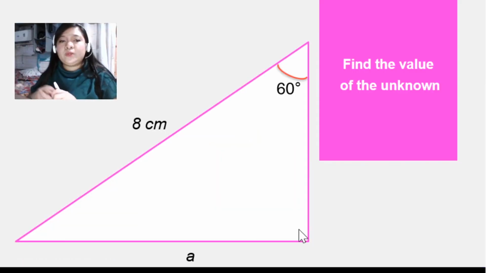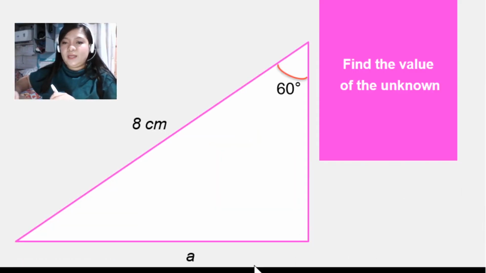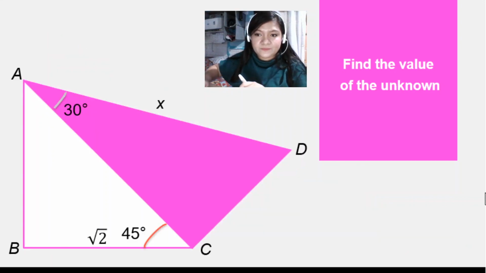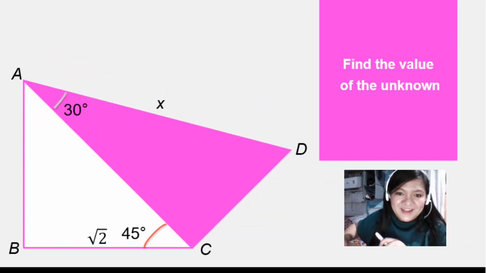For number 2, we are going to find the value of the unknown A given that the hypotenuse is 8 centimeters. For the next question, we are going to find the value of the unknown C given that the angle is 30 degrees and the hypotenuse is 16 centimeters. And for the last question, we are going to find the value of X.